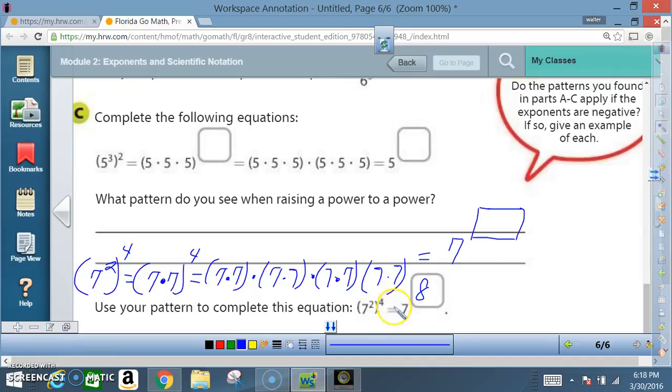Now, if we didn't know the rule to multiply, we would have to do this problem this way. 7 to the 2nd raised to the 4th. What does that mean? 7 to the 2nd means 7 times 7, 4 times. 7 times 7 once, 7 times 7 twice, 7 times 7 3 times, 7 times 7 4 times. All right, now how many 7s do we have altogether? 1, 2, 3, 4, 5, 6, 7, 8. So we end up with 7 to the 8th. Shortcut, and we learn this rule through practice. 2 times 4 is 8. And we're finished, as opposed to having to do all of this.